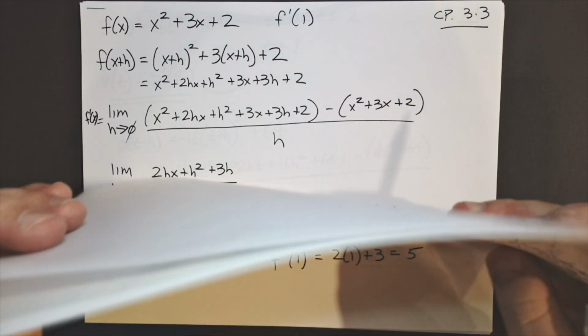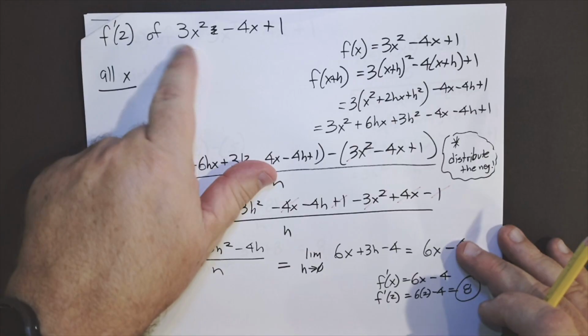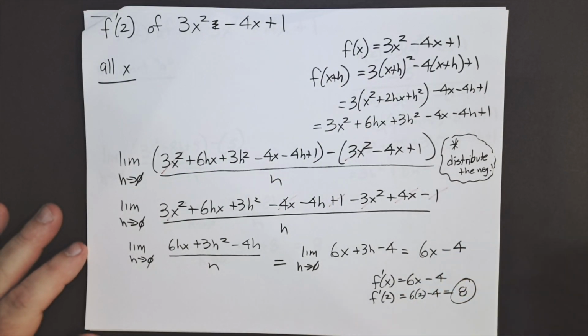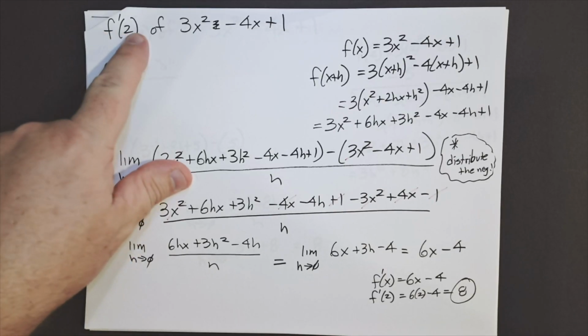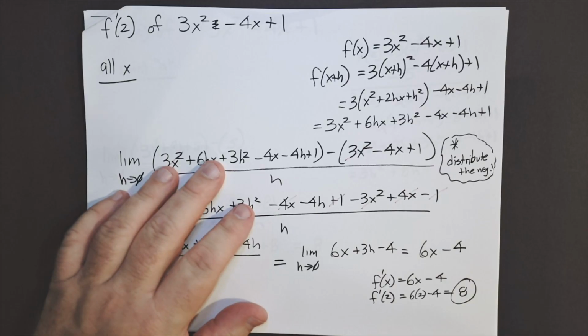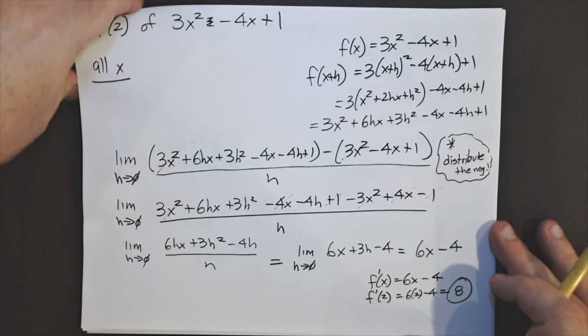Our first example, my friends, is this function, 3x squared minus 4x plus 1, and we want to find f prime at 2. So what we're going to do, oh wait a second, this is the all x method, sorry. I got these out of order. It's okay. We're going to do my method first, then we'll do the other method.